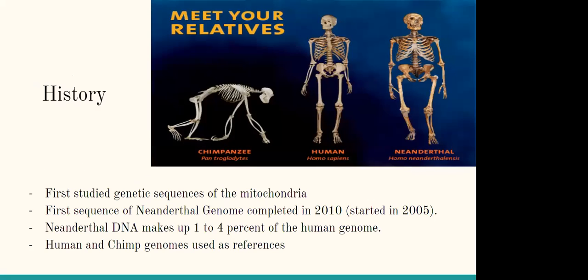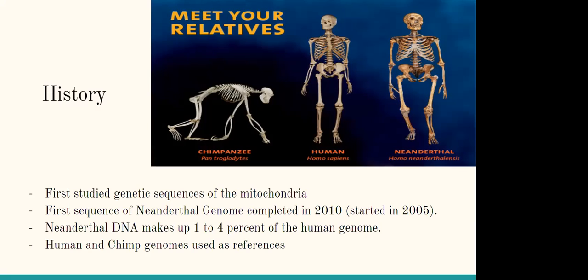As for what we've done with Neanderthal DNA and sequencing, we first started trying to sequence the DNA for the Neanderthals' mitochondria. However, in 2005, a coalition of scientific laboratories got together to try and sequence the entire Neanderthal genome. This project was completed in 2010. Because of this project, we were able to discover that Neanderthal DNA makes up 1 to 4% of the human genome.